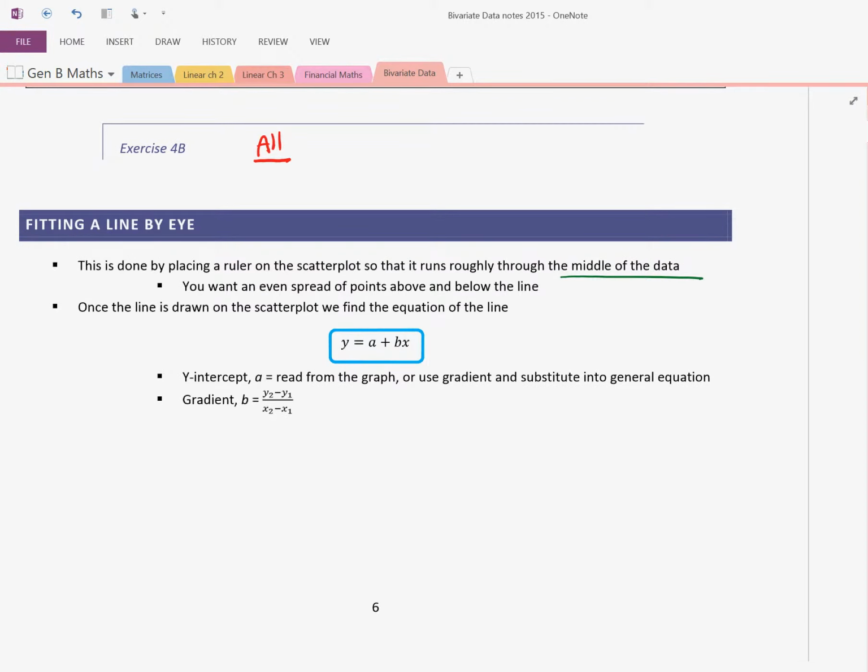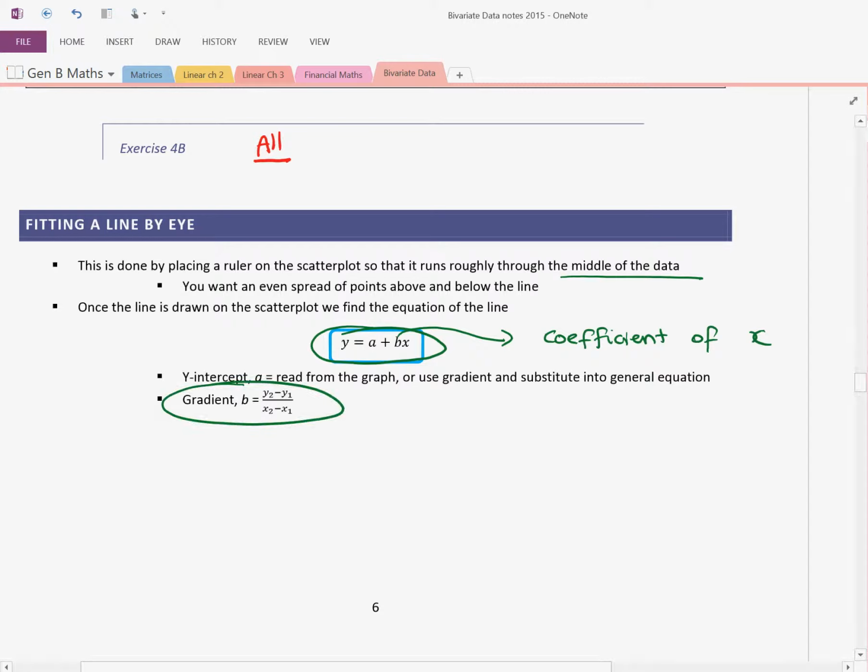Now, once the line's drawn, this is y equals a plus bx. Well, in this case, this is the gradient. The gradient is the coefficient of x. What does the coefficient mean? The letter, the pronumeral in front is the coefficient. So the gradient, though, now you might also see as this, and it looks ugly, doesn't it?